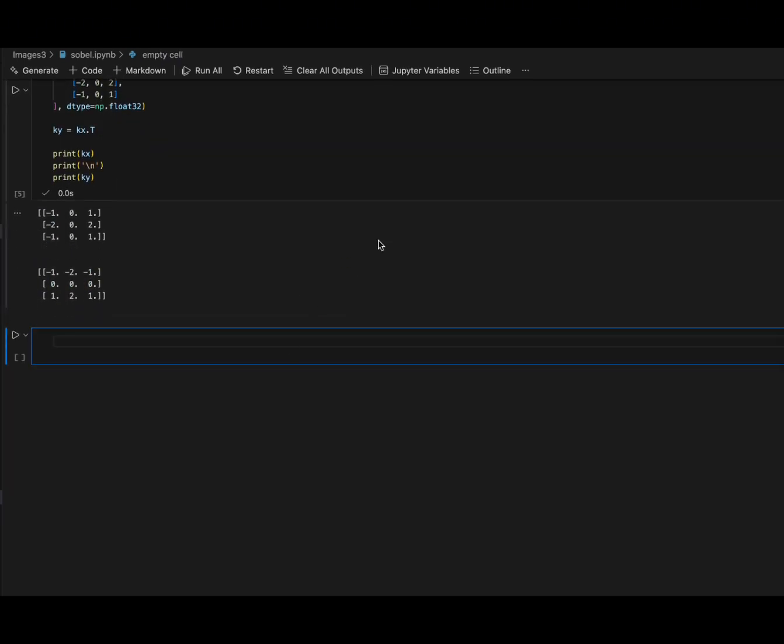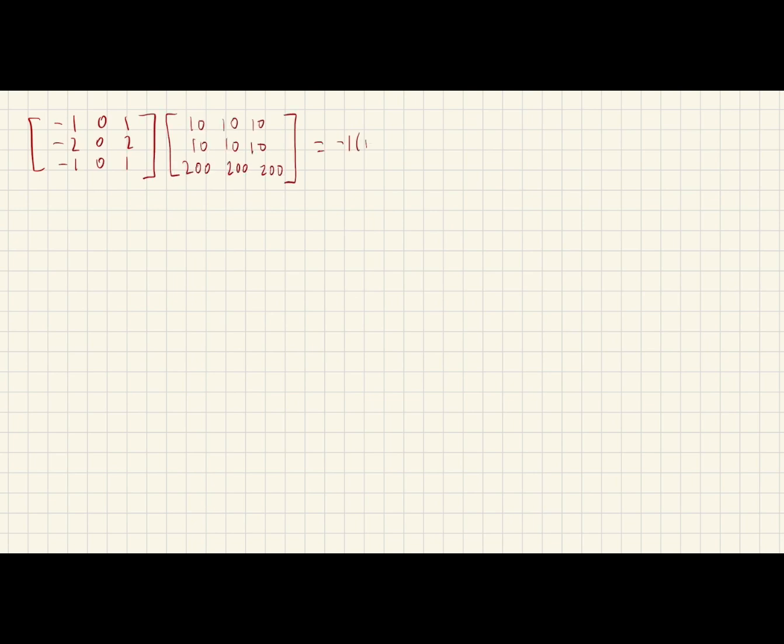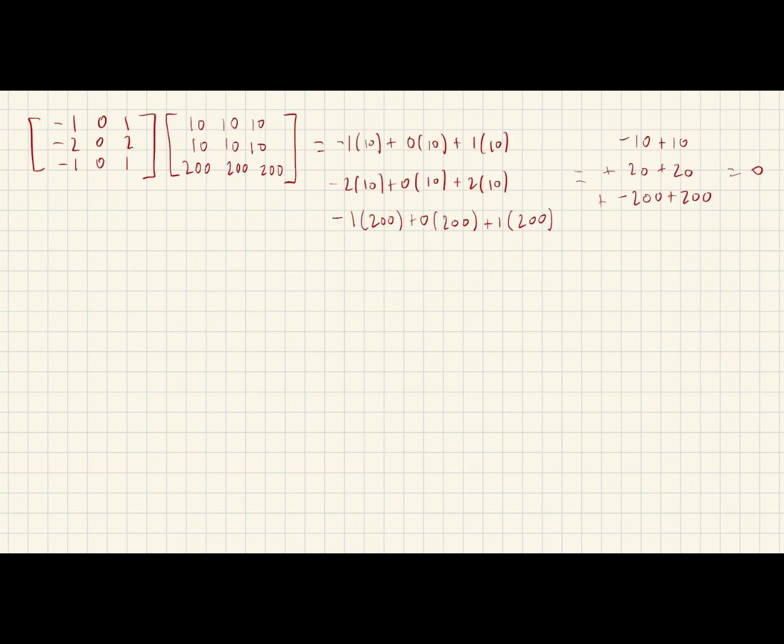But you might be wondering, why do they look like this? Let's walk through a quick example. If I take the x direction kernel and apply it to this pixel neighborhood, multiplying element-wise and summing the result, I get 0. That tells us there's no left to right intensity change here. So this isn't a vertical edge, which makes sense.